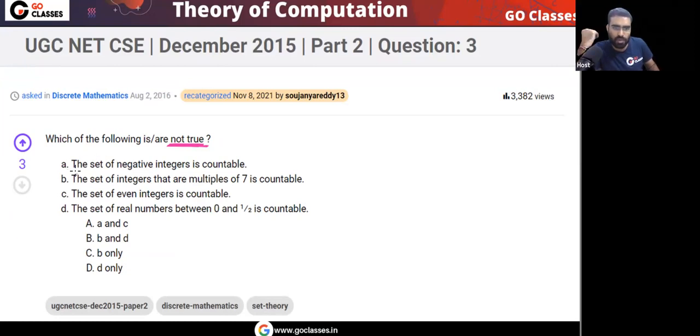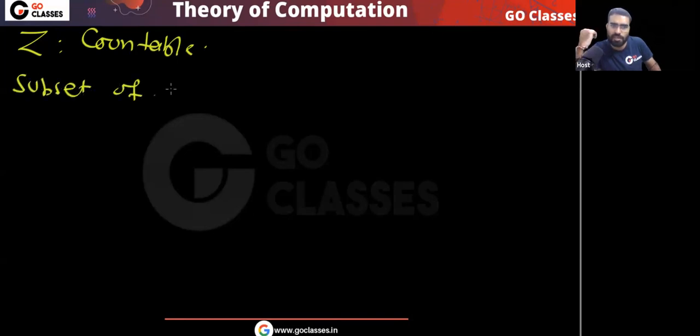The set of negative integers is countable. This is true, right? Why? We know the integers are countable, and a subset of a countable set is countable, right?